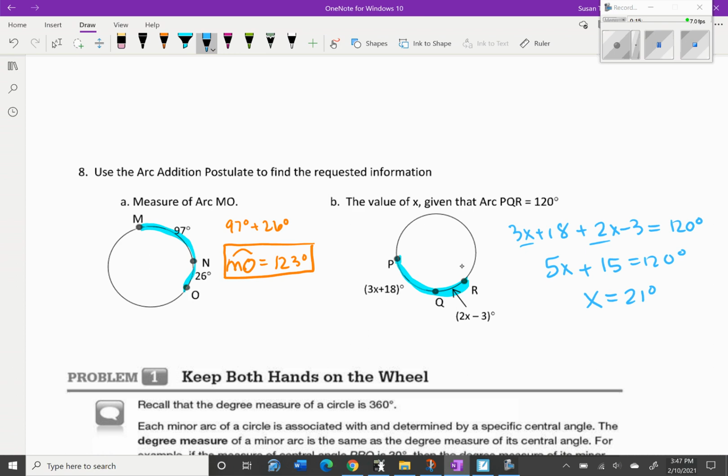It doesn't ask for what PQ and QR are equal to, but you could easily find that. If I plug in 3 times 21 plus 18, then you can see that arc PQ is equal to 81 degrees. And if I wanted to find arc QR, that would be 2 times 21 degrees minus 3, which gives us QR being equal to 39 degrees.